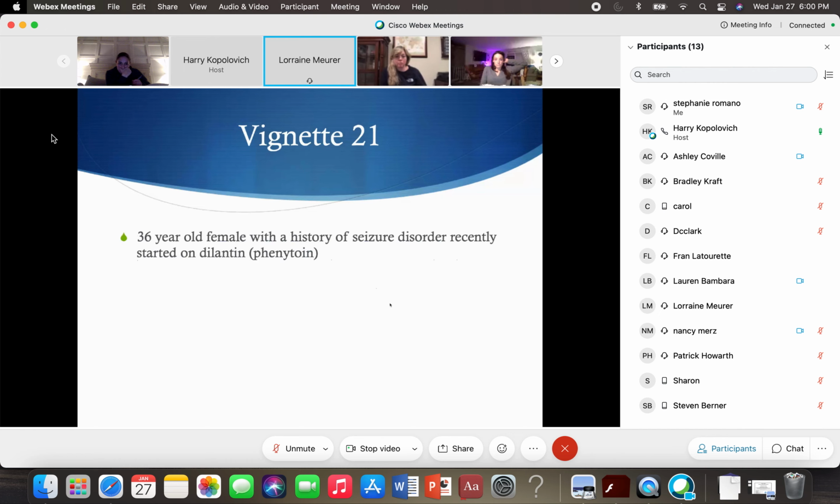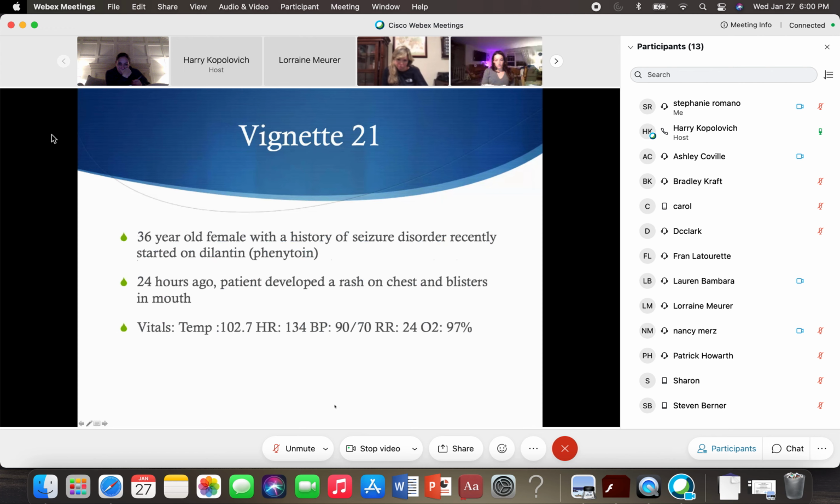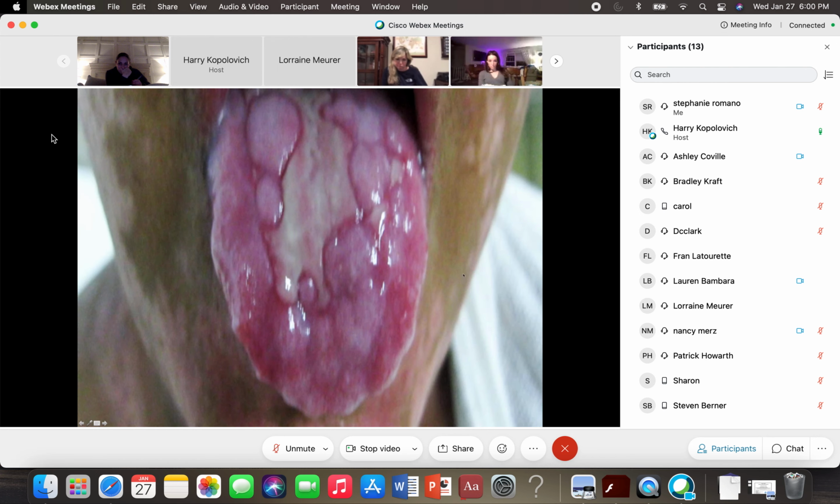We've got a 36-year-old female. She has a history of seizures. She was recently started on Dilantin because Keppra and Lamictal weren't working. 24 hours ago, she developed a rash on her chest and blisters in her mouth. Her vital signs: she's febrile, she's tachycardic, she's relatively hypotensive, she's tachypneic, right? This is not the usual 18 breaths per minute. She's got a normal O2 sat. And you look at her mouth and she has this. What does she have?